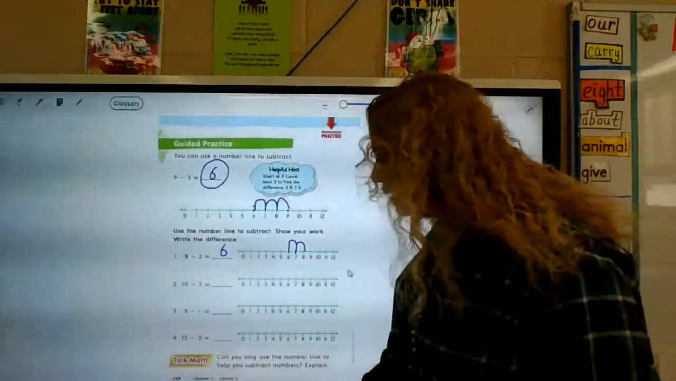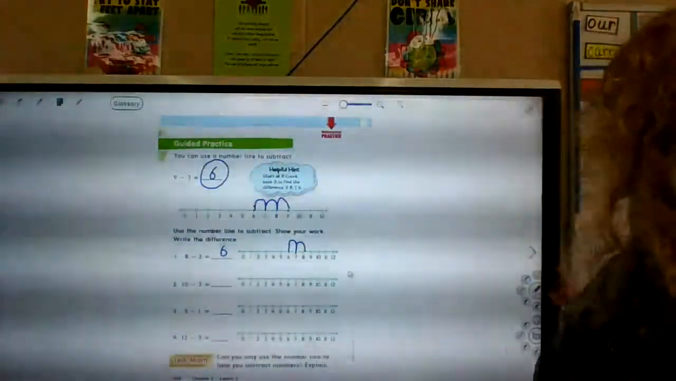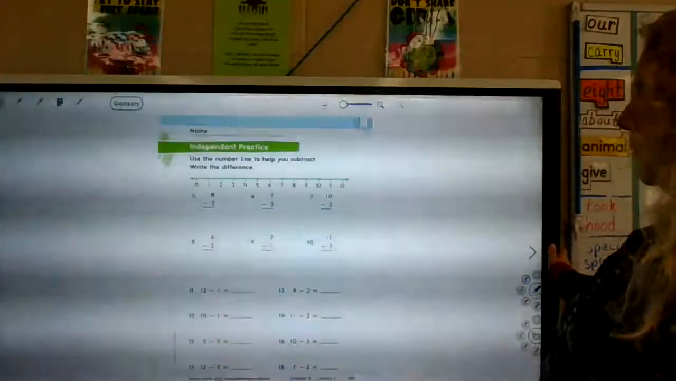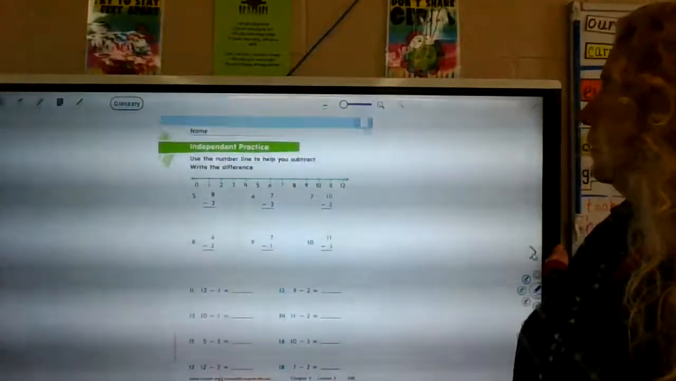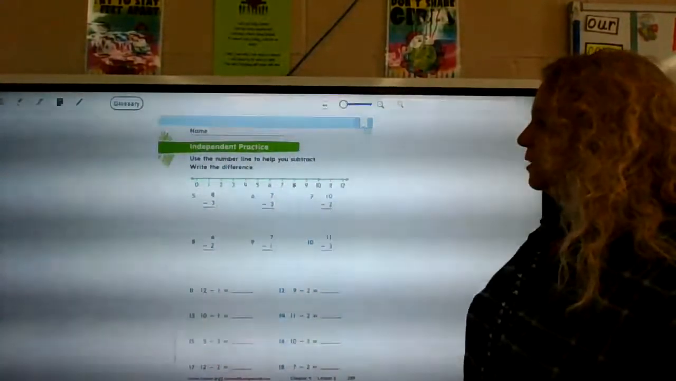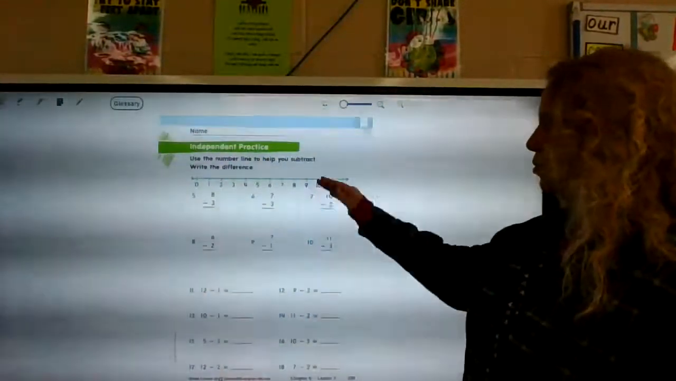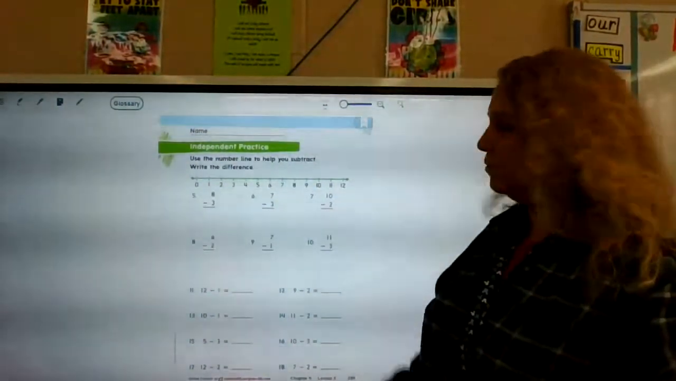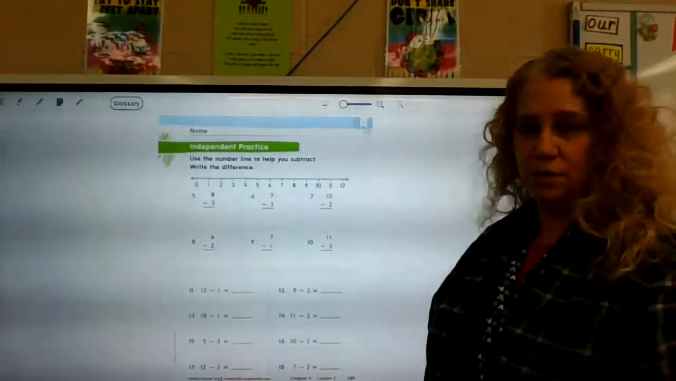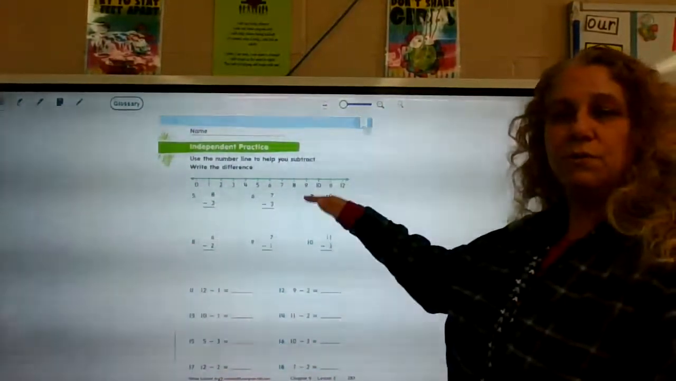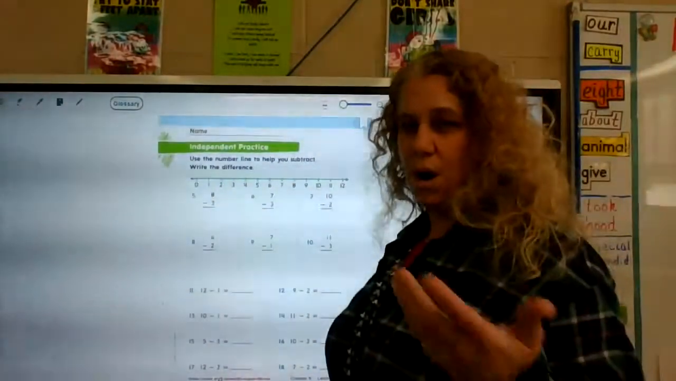All right, let's look at the next page because I'm going to give you directions for the rest and then you can work at your own pace. It says use the number line to help you subtract. Write the difference. Okay? You can use this number line. If you don't need it for this page, you don't have to use it. So it's there for you if you need it.